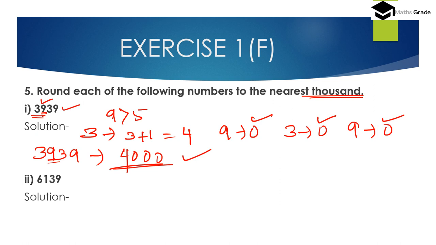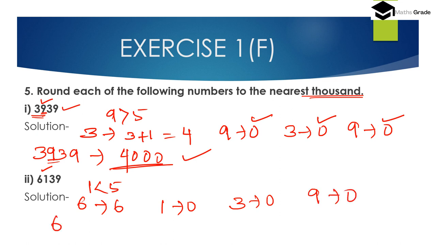Now second bit, 6139. When we round this number to the nearest 1000, we have to first look at the 100s digit. Here the 100s digit is 1, which is less than 5. So don't add 1 to the 1000s digit. Just write down the 1000s digit as it is, and this 100s digit 1 changes to 0. And the 10s digit 3 changes to 0, and this units digit 9 changes to 0.